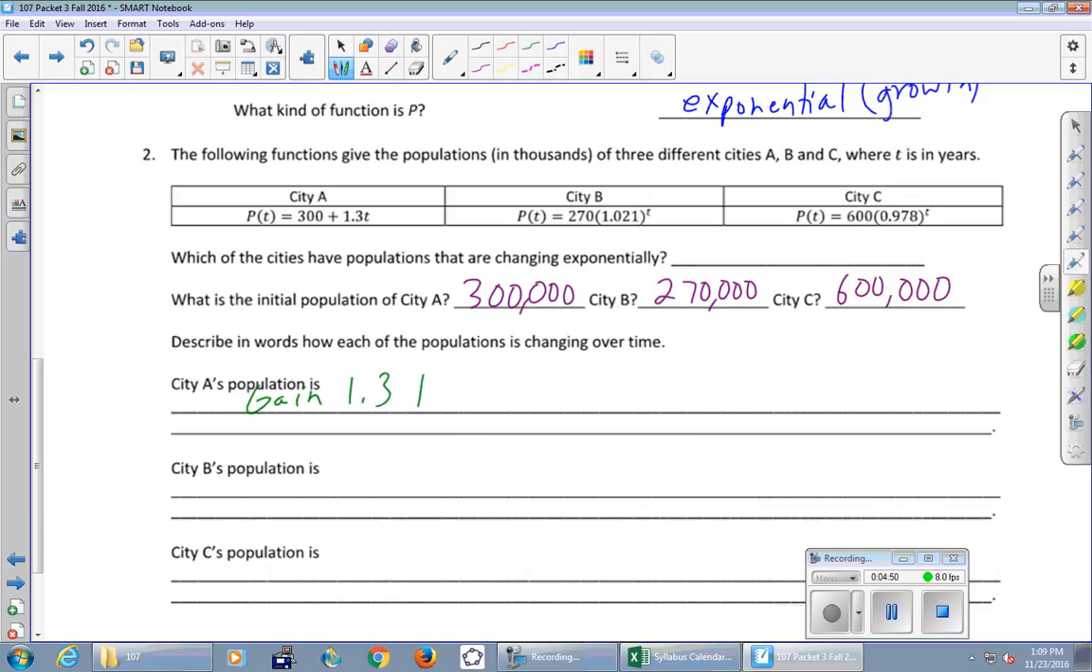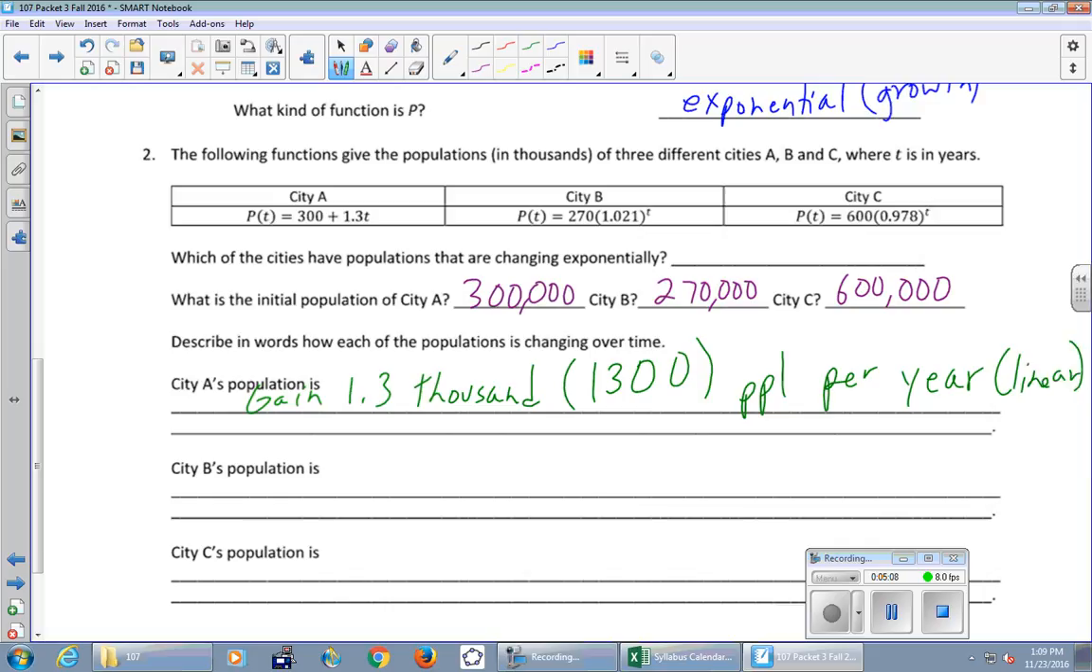It's 1.3 thousand. Said another way, how many? Right, that's the same as 1,300 people per year. And I like getting that word linear there like Ivy did. Right, so we're gaining 1,300 people per year. That's the 1.3T.